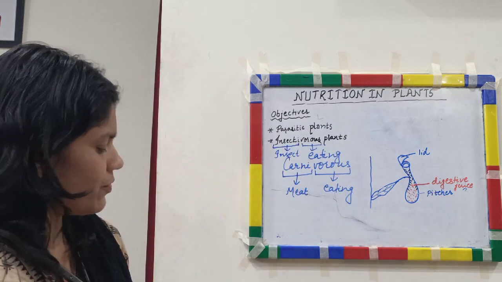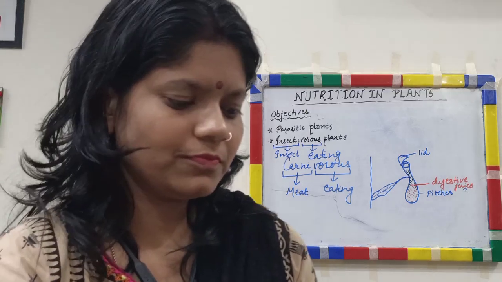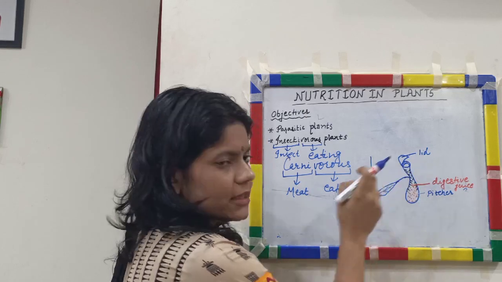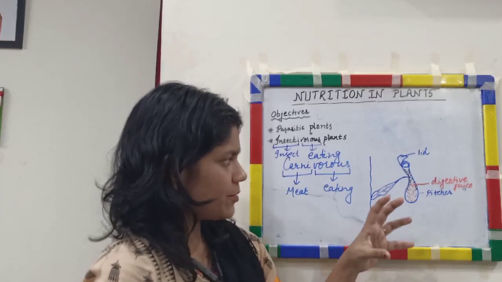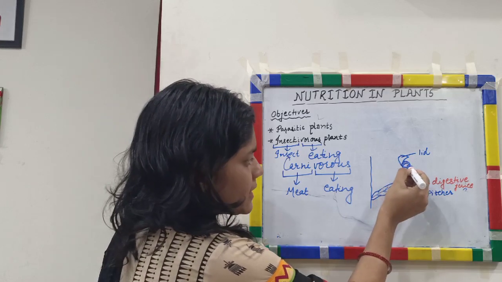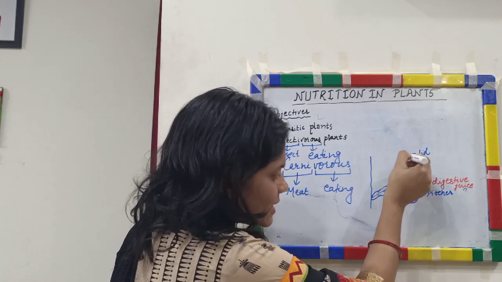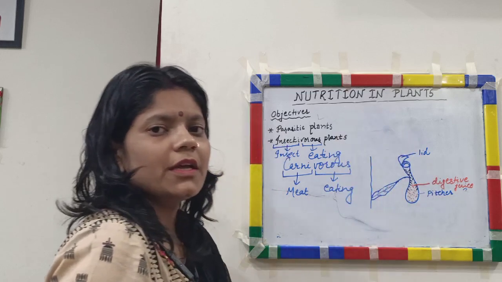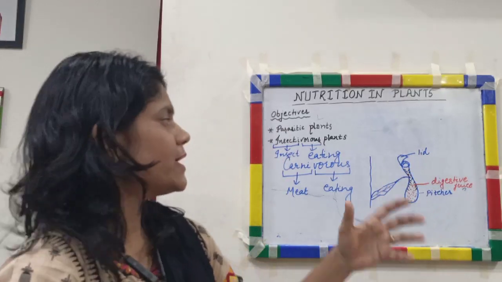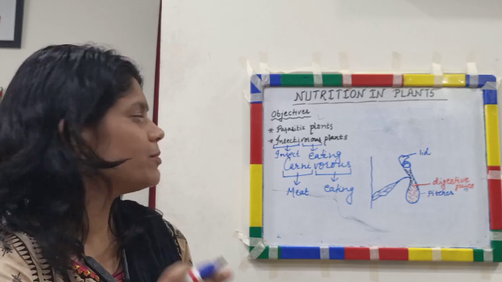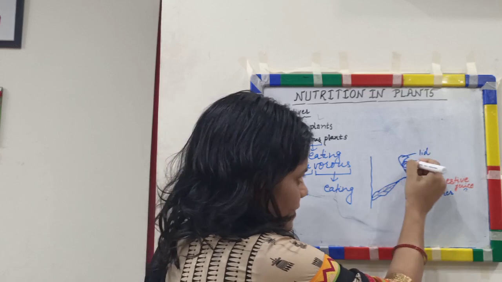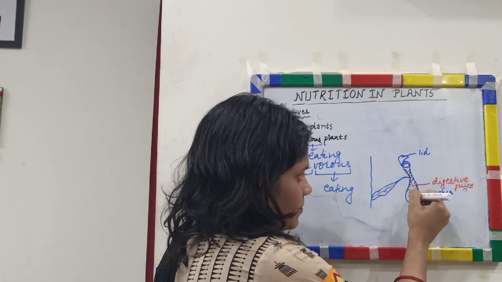So if we see the structure of an insectivorous plant, this is the leaf of a pitcher plant, and the leaf is modified in the form of a pitcher. What happens when an insect sits on the rim of this pitcher? It slips down, and the lid closes. How is the lid formed? The lid is formed from the apex of the leaf. When an insect sits here, it slips down the pitcher.